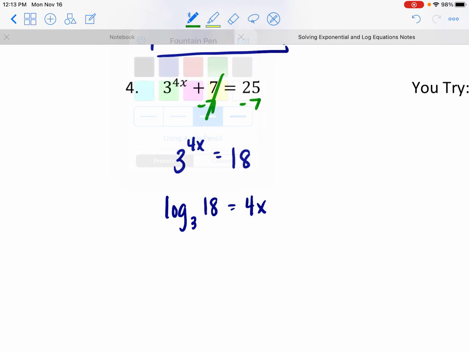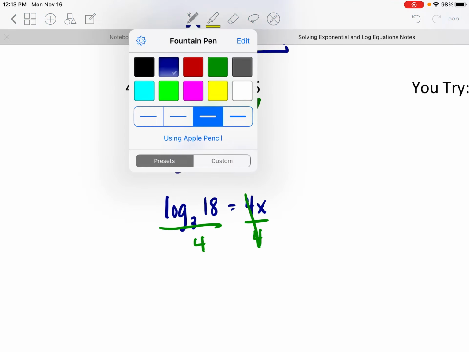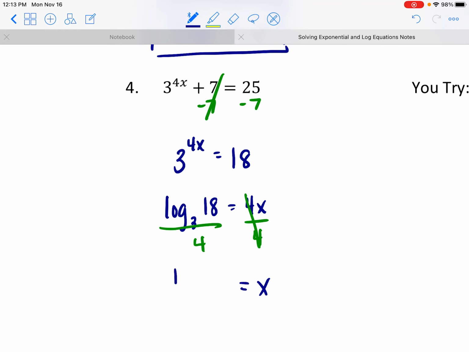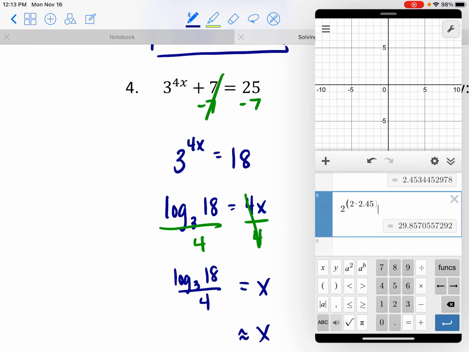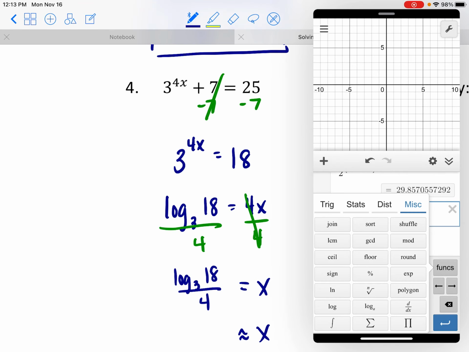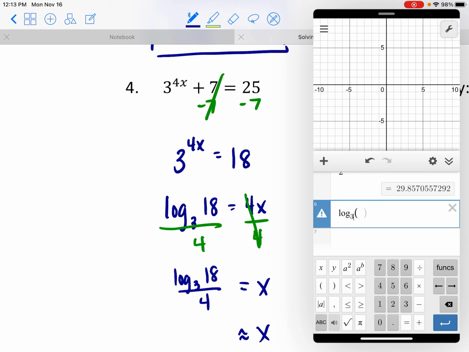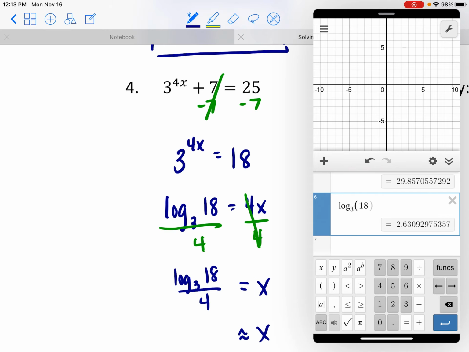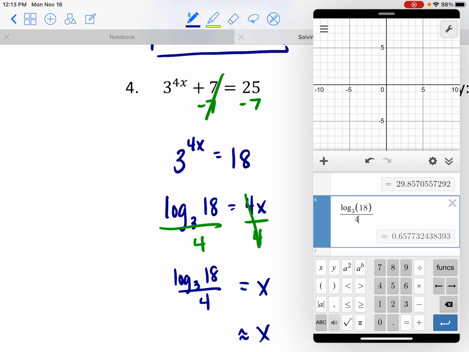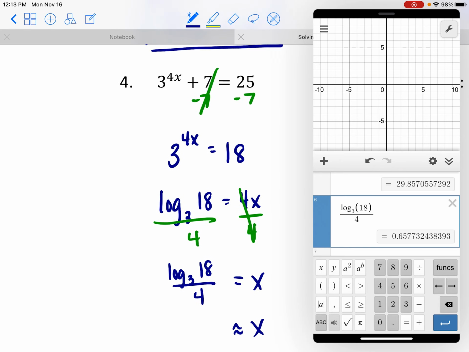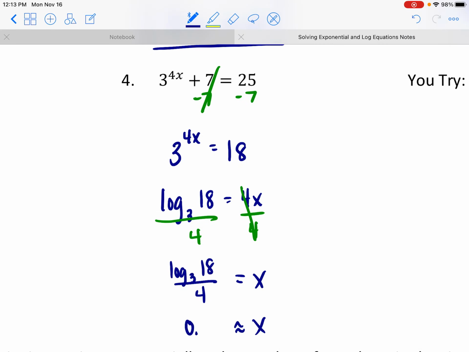And so if I want to solve for x, I'm going to have to divide both sides by 4. So x is going to be exactly the log base 3 of 18 divided by 4, which we're going to approximate using Desmos. So log base 3 of 18 divided by 4 is about 0.657, let's just say about 0.66.